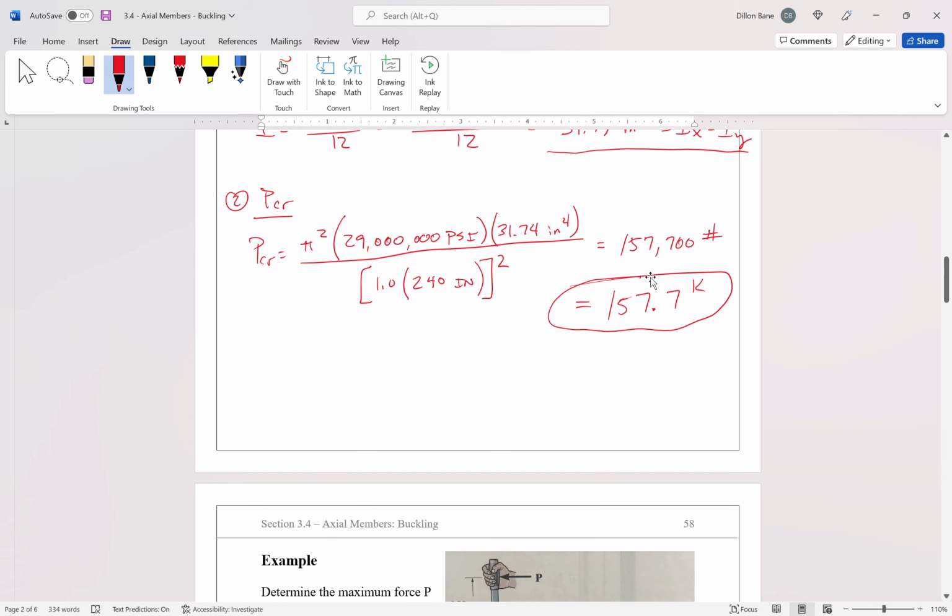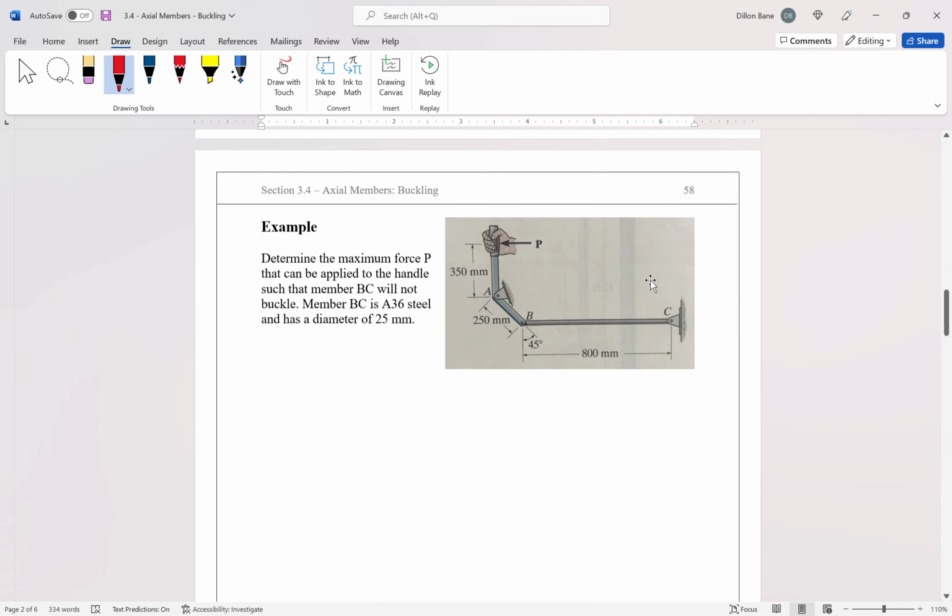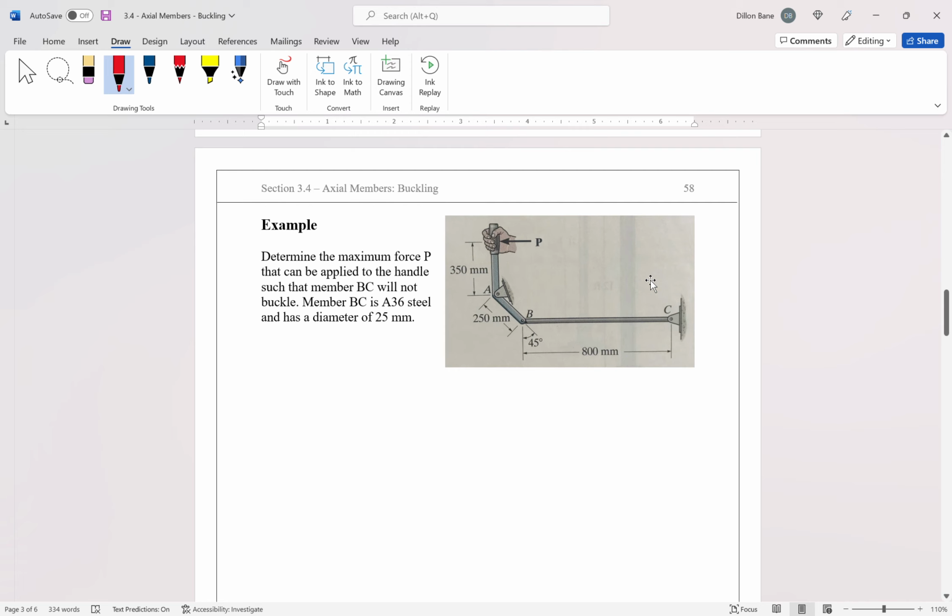So let's go to our second example, where we have to figure out what the load is. This time we're going to determine the maximum force P that can be applied to the handle so that member BC, this rod here, doesn't buckle. BC is A36 steel, diameter 25 millimeters.